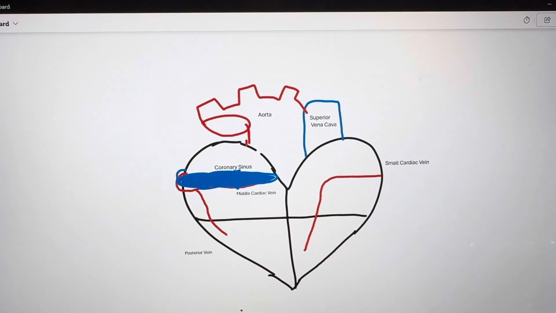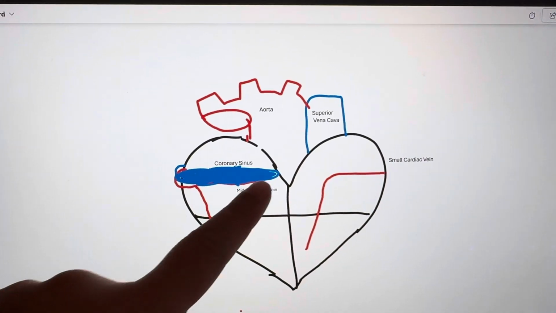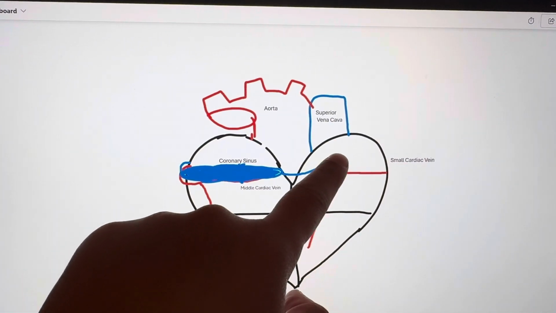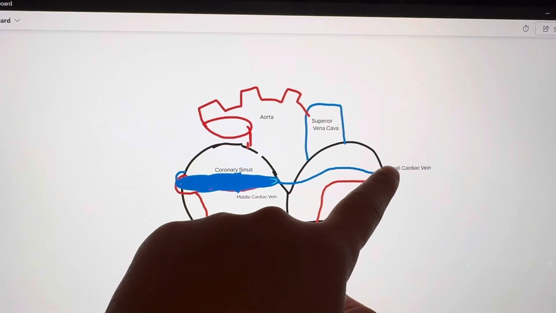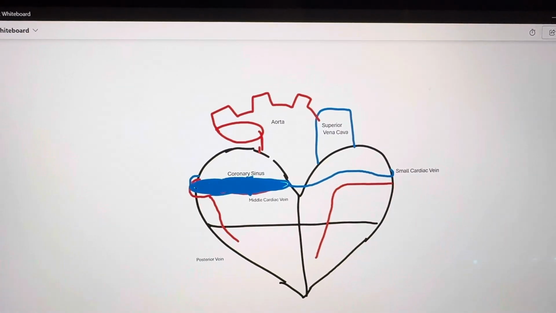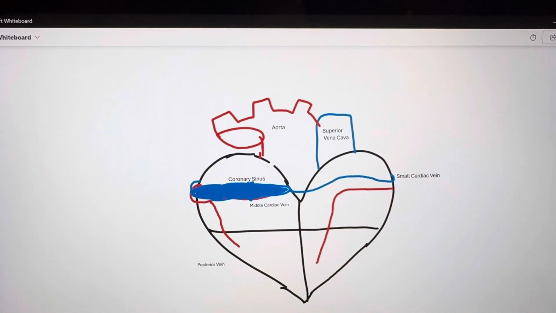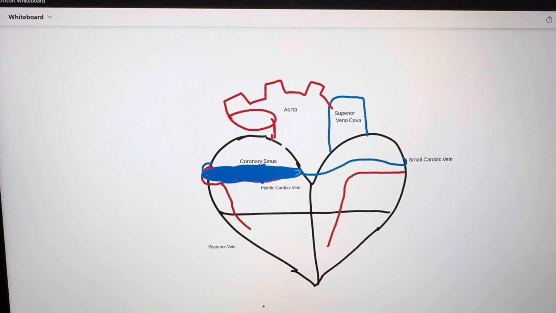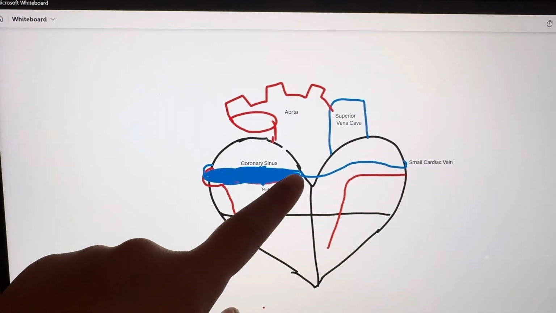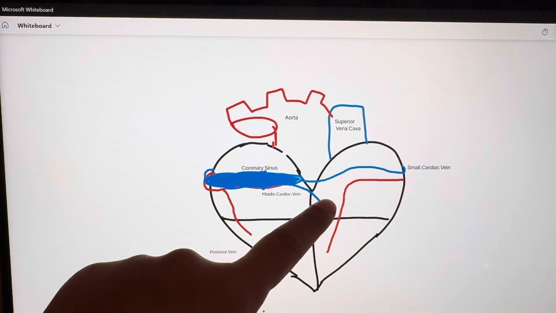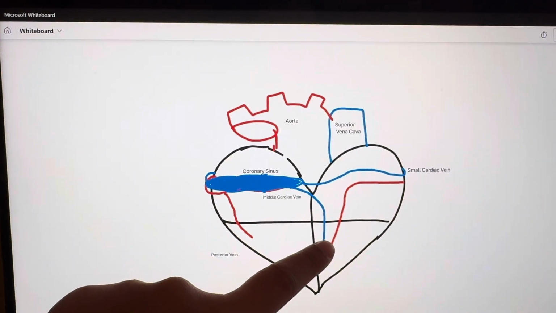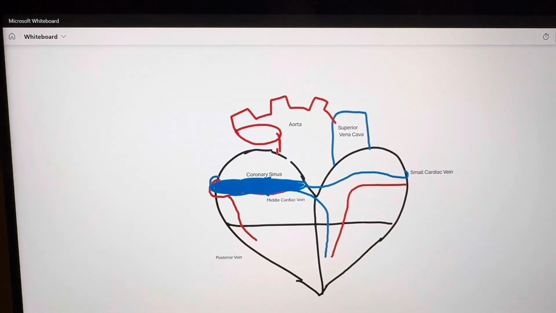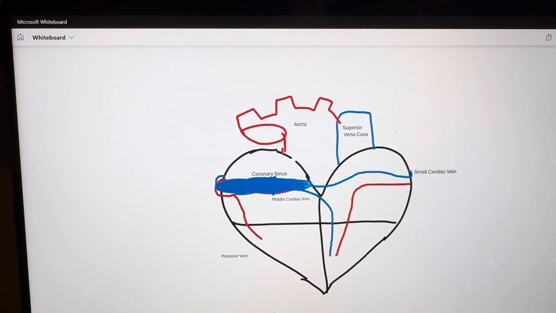Now, there are other veins you need to be aware of. This one is the small cardiac vein. It's a very skinny vein that loops around the right atrium. The next one is the middle cardiac vein. It's gonna go right next to the right descending artery.